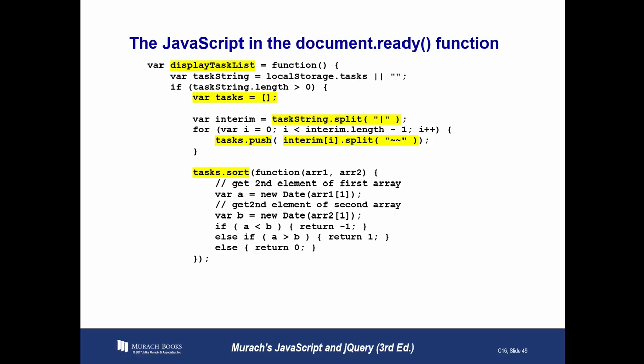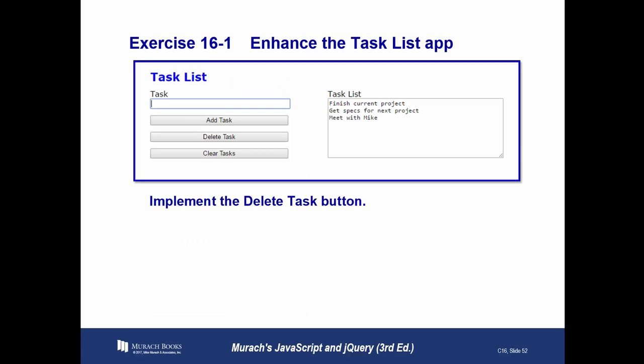The first function within the ready function is the display task list. This function basically will loop through the array and call the split method on each item, so you have your tasks. Next, it sorts the array of arrays by due date. It does this by passing a callback function to the sort method. Finally, the function sets the value of the text area element accordingly. And that pretty much is it for the chapter.